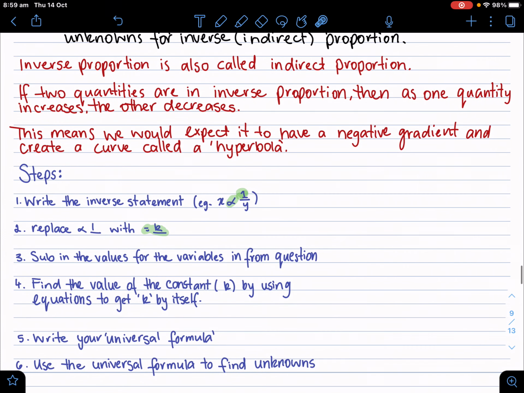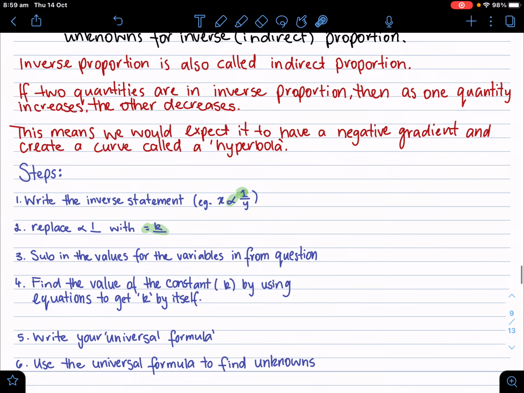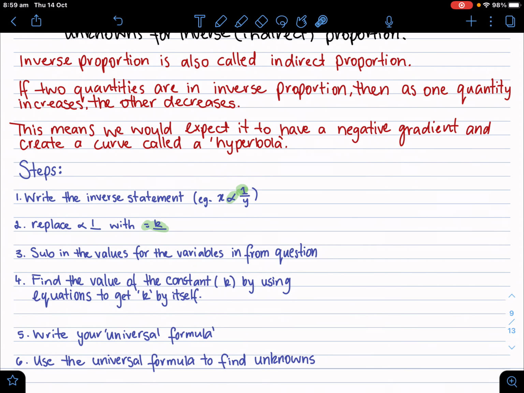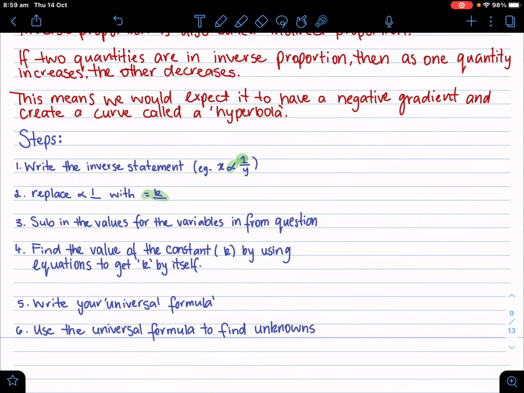Let's have a look at the steps for inverse proportion. As you can see, the steps for inverse proportion are exactly the same as direct proportion, except for step 1 and 2. Let's go through the steps first and then we'll see the difference. Step 1, write the inverse statement where x is proportional to 1 over y. Now this is where it's different. Direct proportion has x, proportional symbol, y, while inverse has x, proportional symbol, 1 over y. That's where the difference comes.